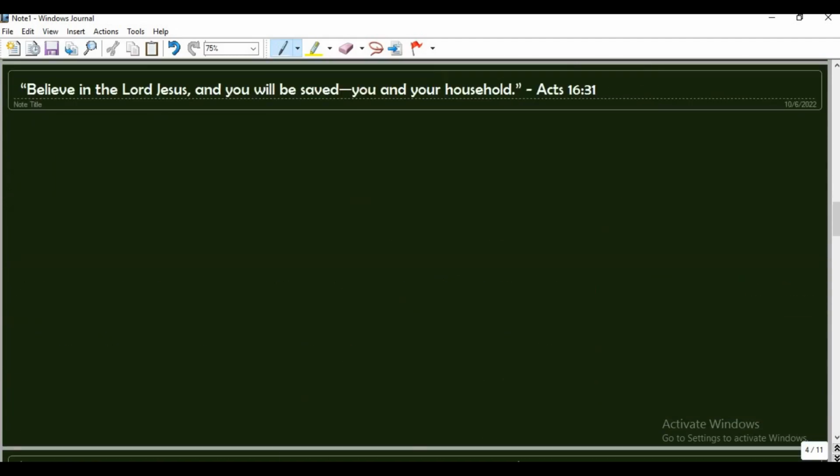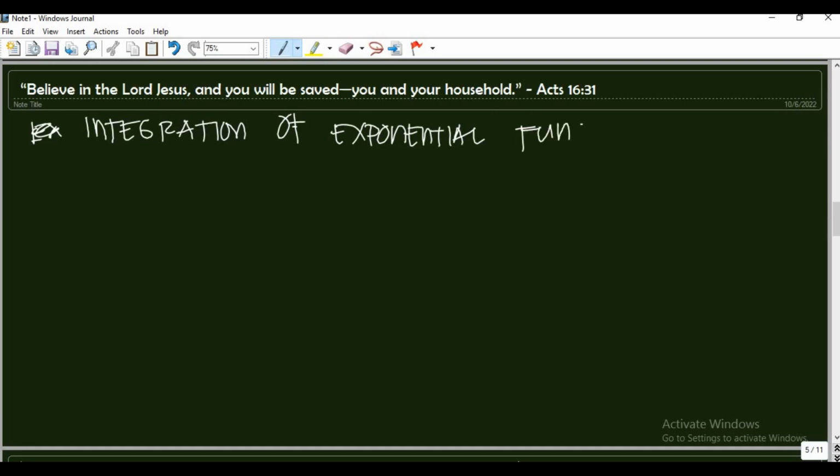Again, we are still in the indefinite integrals. This time, I'm going to discuss with you the integration of exponential functions. So for the integration of exponential functions, we are going to consider two bases.